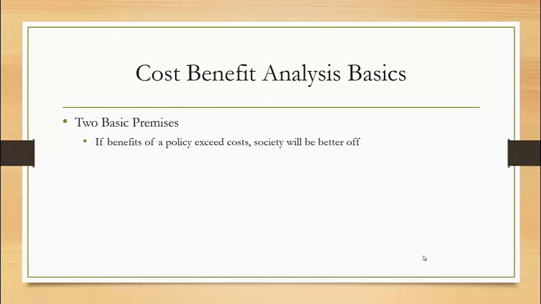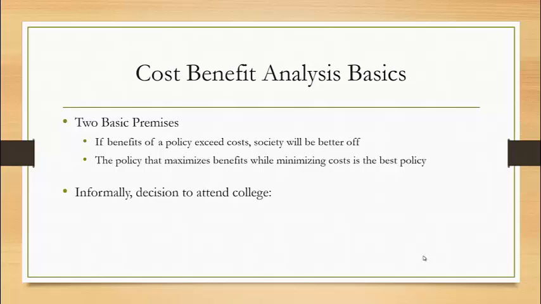So there are 2 basic premises. The first is that if the benefits of a policy exceed its costs, then society will be better off. And the policy that maximizes benefits while minimizing costs is the best policy. So the way that we are going to choose the policy to address a problem is by adding up the value of benefits and the value of costs and comparing them. When the value of benefits exceeds the value of costs, that is a policy that we're going to choose.